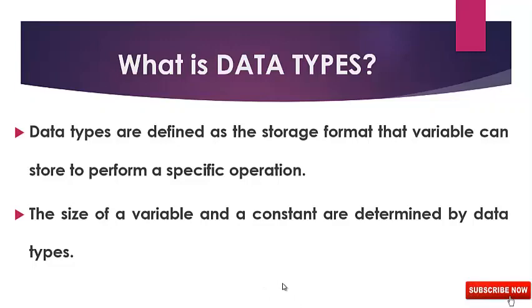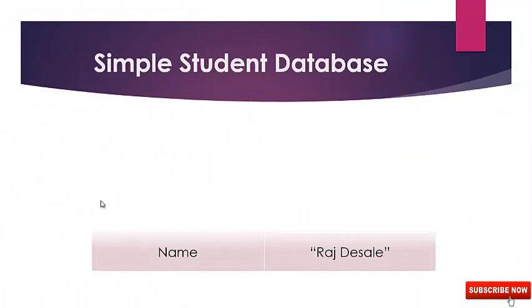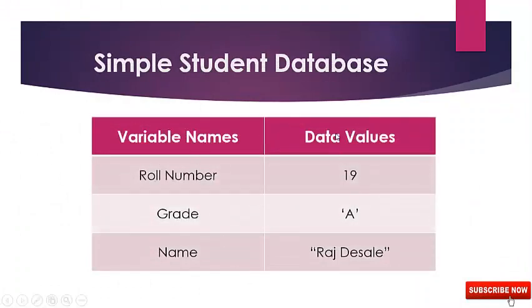Let us understand this concept using a simple student database. Here are the variable names and their data values. The student's roll number is of numeric type. His grade in the subject is a character, and his name is a string. Hence, from the given scenario, it is clear that data is of various types.